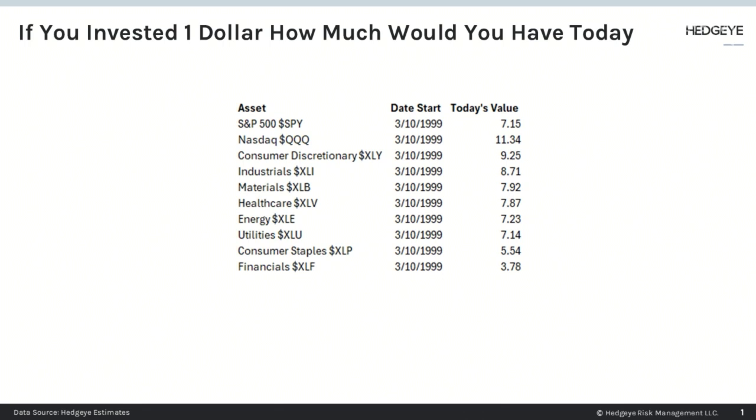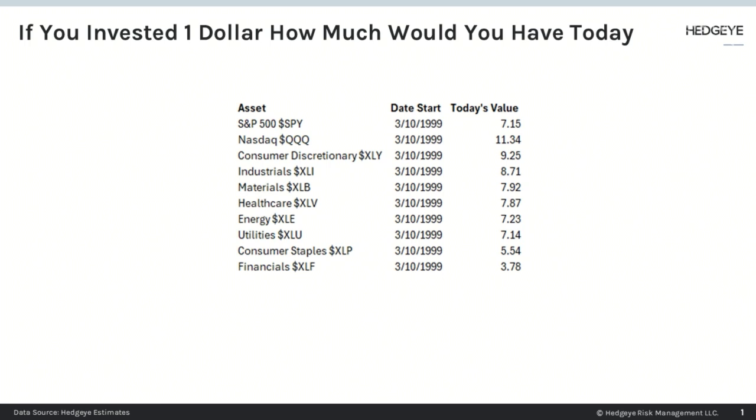No diversification at all. You would have today $7, and this is if you invested on 3/10 of 1999. So in 1999, you had $1, you'd have $7 in the S&P 500, which is not bad at all. It's the benchmark, basically.